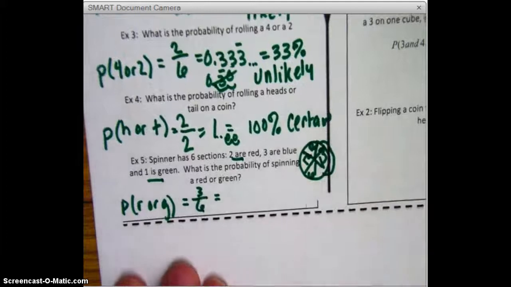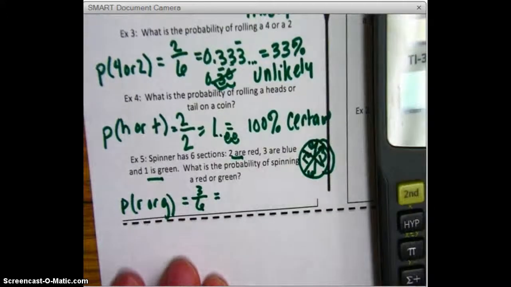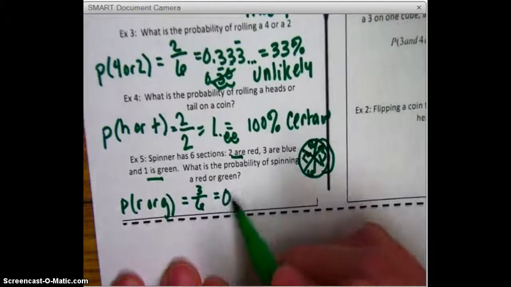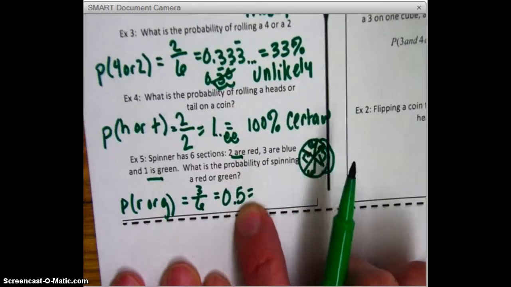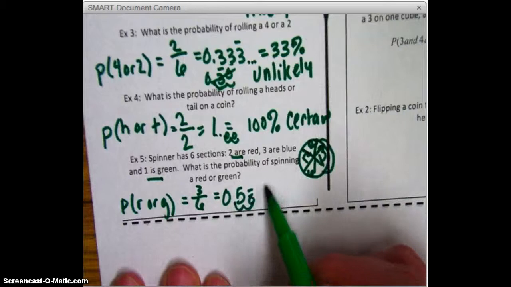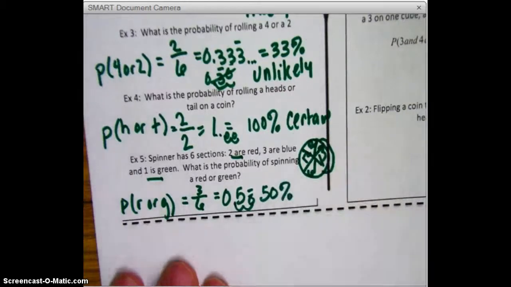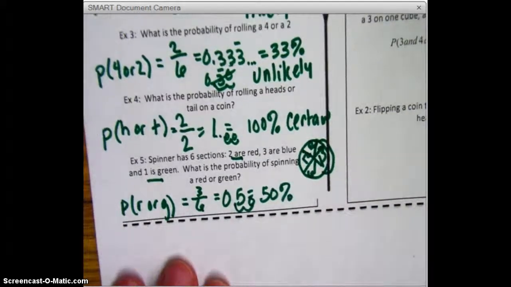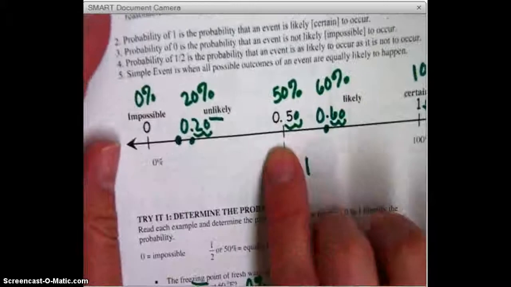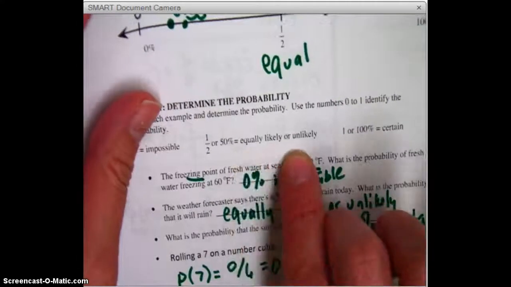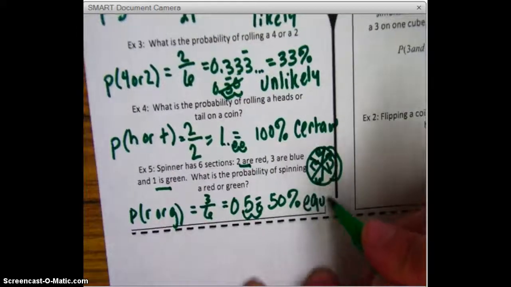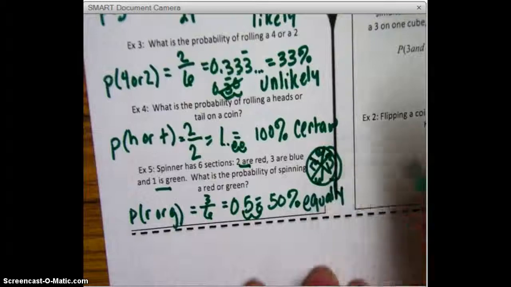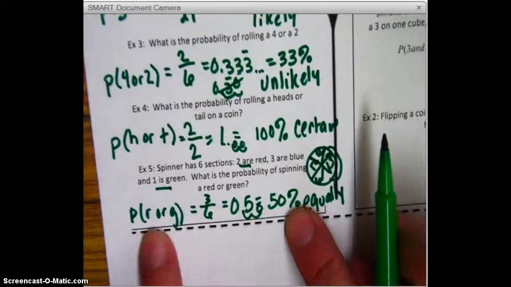So 3 divided by 6, you have a 3 in 6 chance. 3 divided by 6 would be 0.5. Change this to a percent, move your decimal over 2 places, and you have a 50% chance of spinning either a red or a green. And of course, looking at our likelihood scale, that falls right in the middle. It's a 50% chance. It's equally likely or unlikely. So it's not going one way or the other. It's exactly equal. It's equally likely or unlikely that you would spin either a red or a green on this spinner.